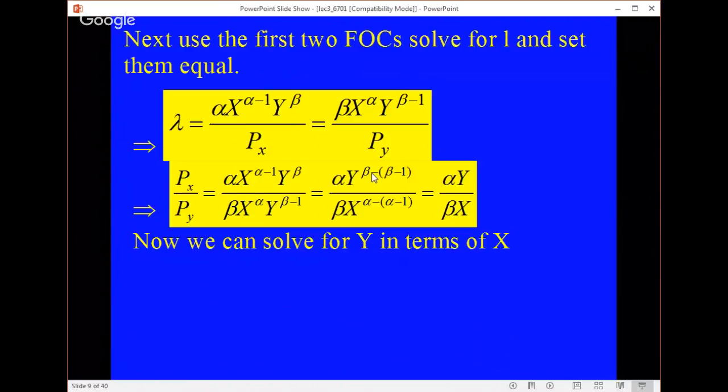Everybody see how I did the algebra? Please let me know if you don't. I'll go through it on the board. Not that big a deal. Are we good?